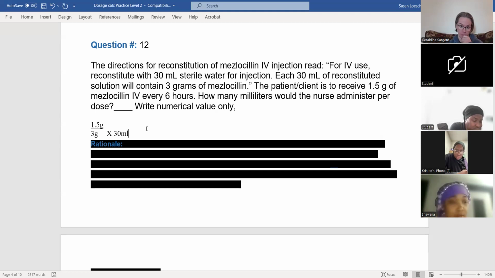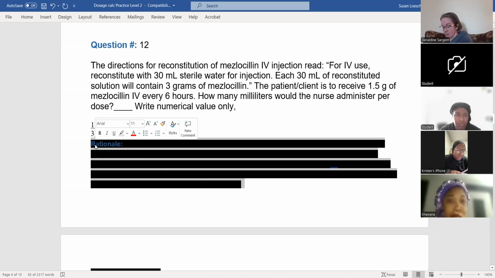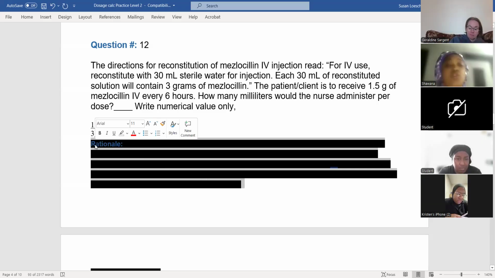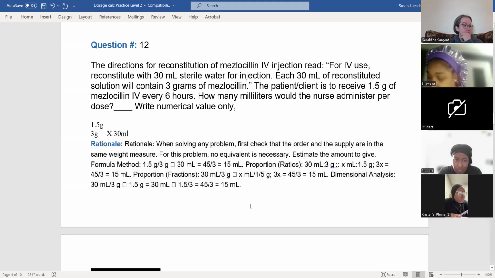So you should have got 0.5 there, and then you're going to multiply that times your 30 mLs. And what'd you get? Ms. Loesch, when we do the 1.5 grams over the 3 grams, do we equal it then times it by the 30? Yeah, 15. 15 mLs. Very good. Everybody understand that?